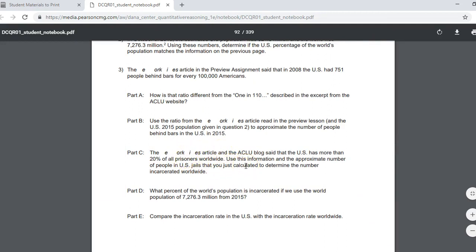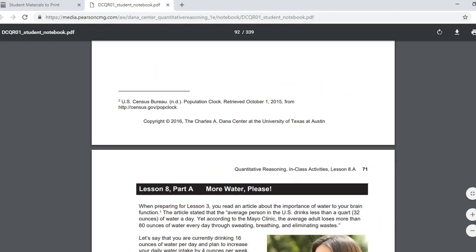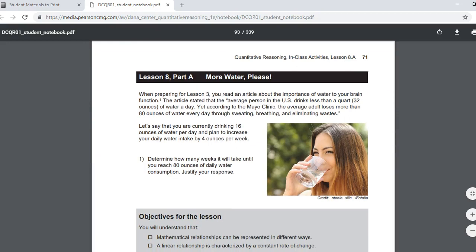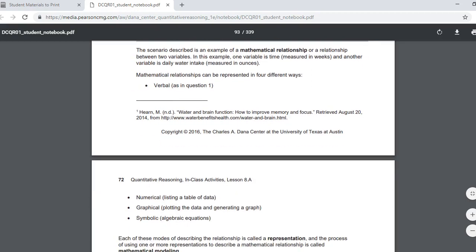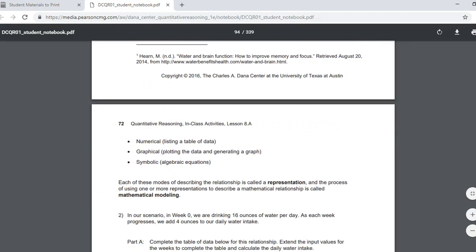Can you make a comparison? So can you dig through, find data, manipulate it mathematically, and then make a sentence or two about what you notice? When we got into chapter 8, we started looking at different ways to represent math modeling.